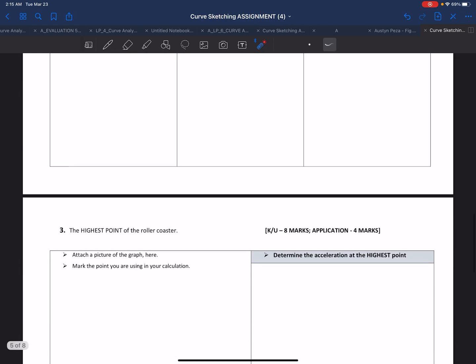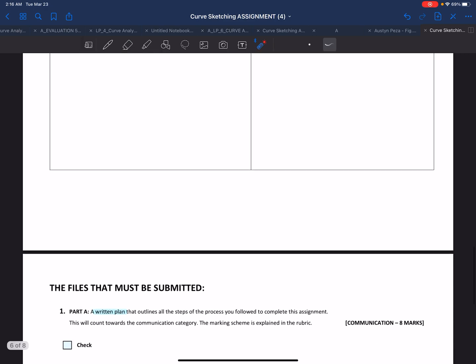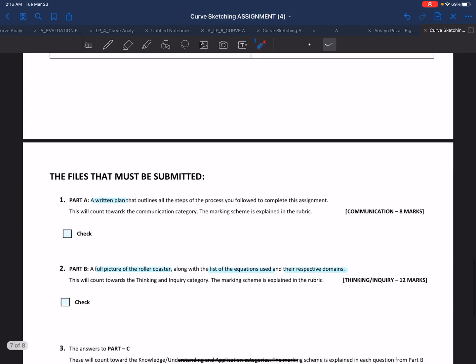And last but not least, you will have to do something similar, but this time for the highest point of the roller coaster. So obviously the first derivative here will have a value of 0. So we are going to focus on determining the second derivative only, and that will serve us to find the acceleration at the highest point. So this is all that you have to work on.